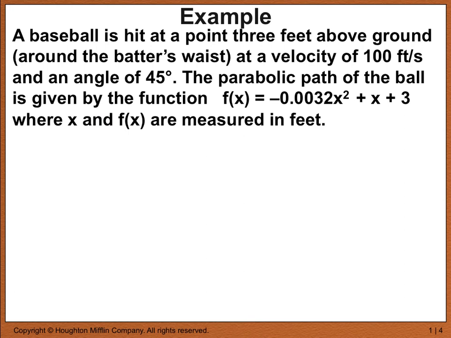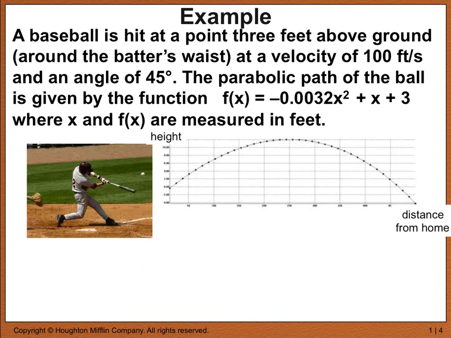Let's do an example. A baseball is hit at a point 3 feet above ground around the batter's waist at a velocity of 100 feet per second and an angle of 45 degrees. The parabolic path of the ball is given by the function f of x equals negative 0.0032 x squared plus x plus 3, where x and f of x are measured in feet. So a little visual of this.